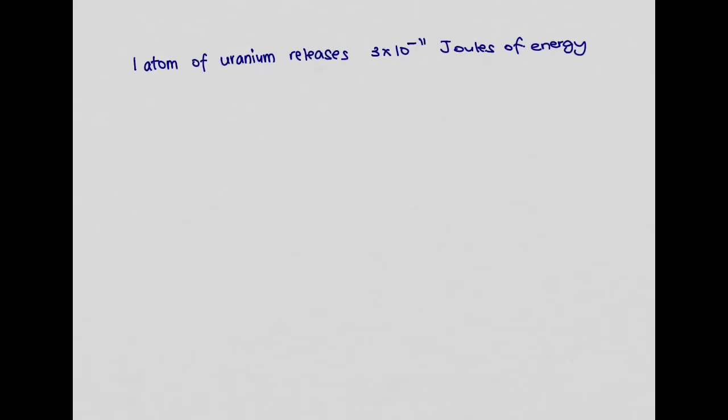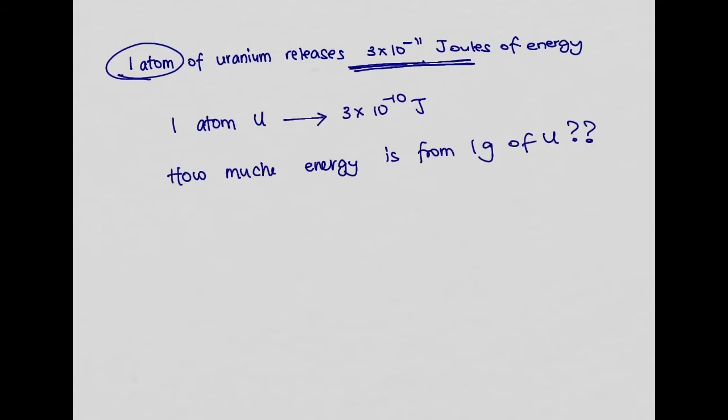So this is the amount of energy liberated by one atom of uranium. Now it's going to be hard for us to work in terms of one atom. It will be better for us to work in terms of grams. Let's try to find how much energy 1 gram of uranium would liberate. To do this, we will need to know how many atoms there are in 1 gram of uranium.